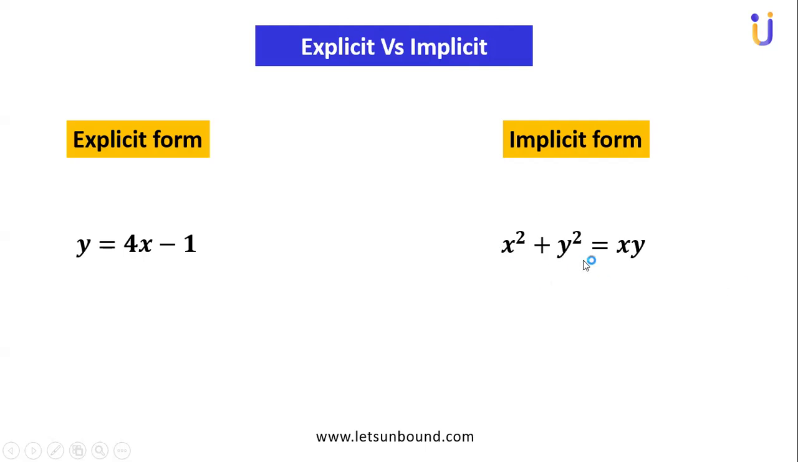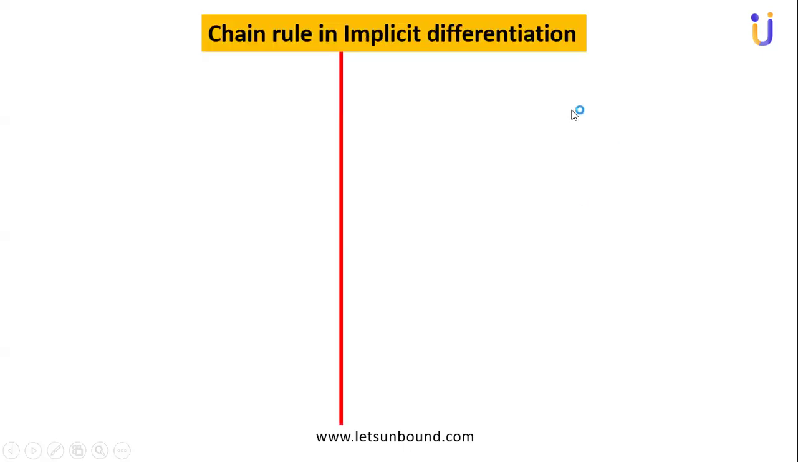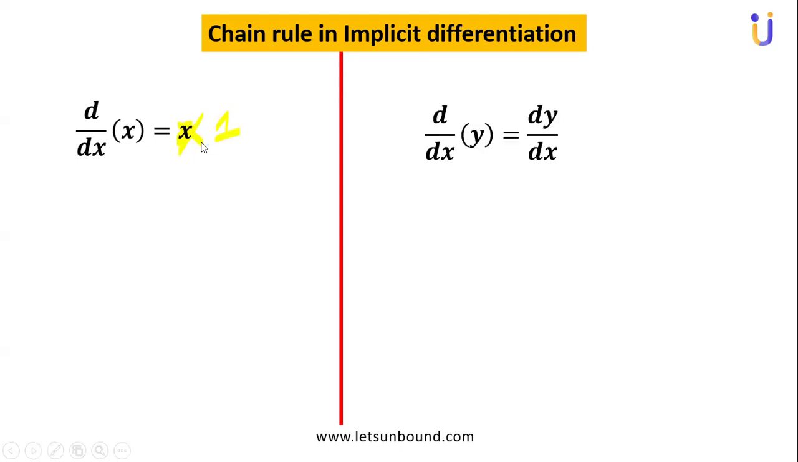Implicit form is something like this: x square plus y square equal to xy. It's an equation where x and y are mingled. It's not one variable in terms of the other. Now, how do we apply implicit differentiation? Before that, we have to connect the chain rule and implicit differentiation. So we know d by dx of x is just 1, right?